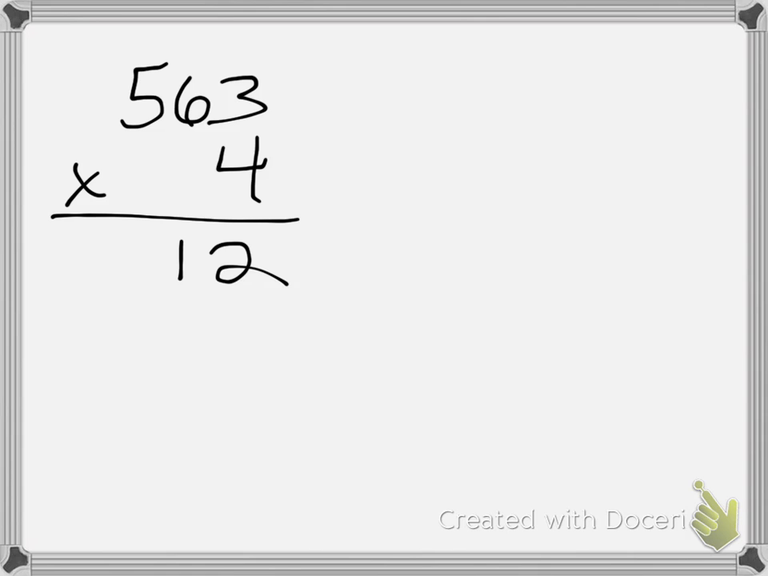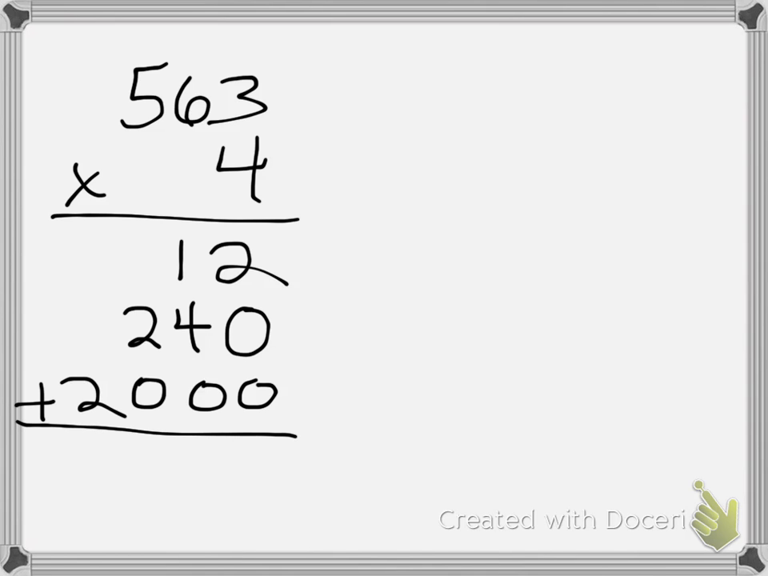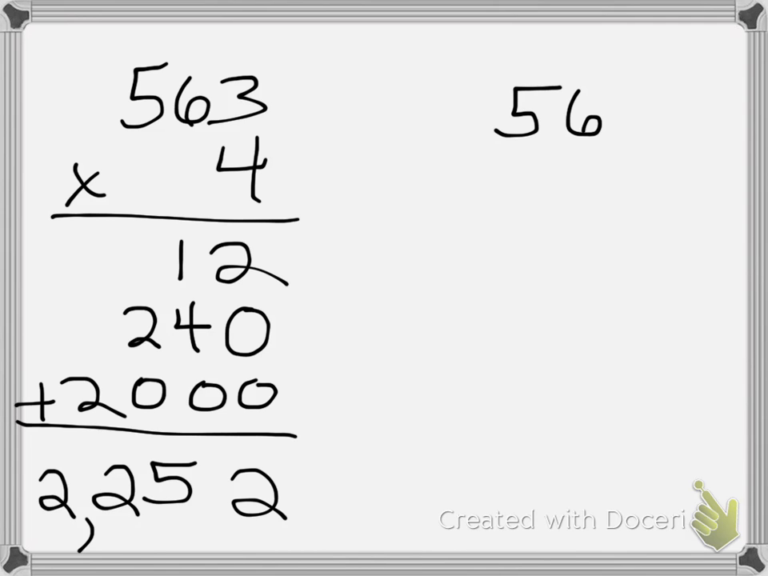6, the value of the 6 is 60, so we're going to think of this as 60 times 4, and that is going to be 240. And now the 5, the value is 500, so 500 times 4 would be 2,000. And now, just put it all together. So let's do this same problem with the shortcut. 3 times 4 is 12.